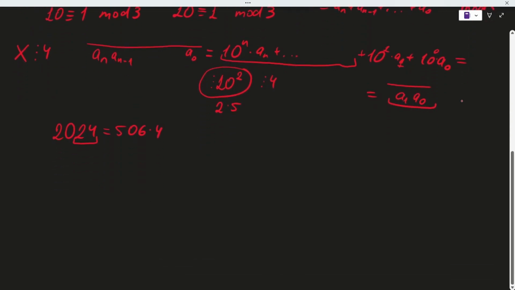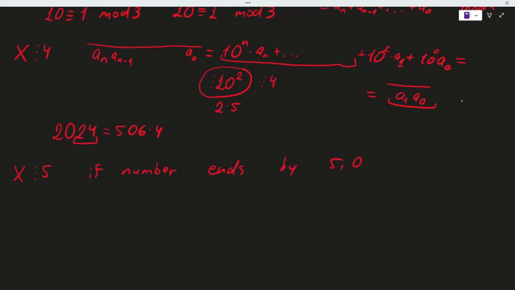Next number is an easy case. Number x is divisible by 5 if the number ends in 5 or 0. Because every multiple of 5 will end in 5 if it is multiplied by an odd number. So if we have 5 times k and k is odd, this will end in 5. And if we have 5 times an even number, 2 times t, this number will end in 0.